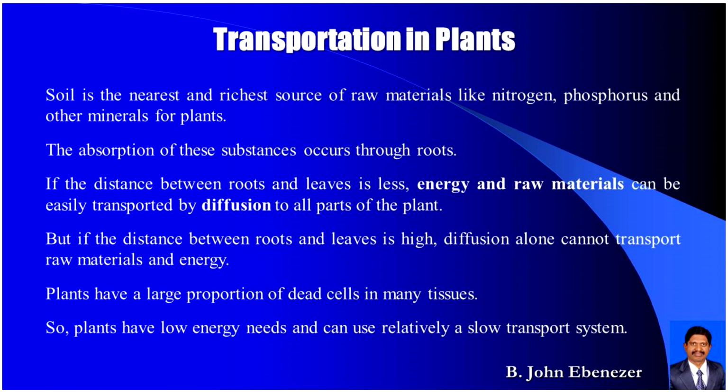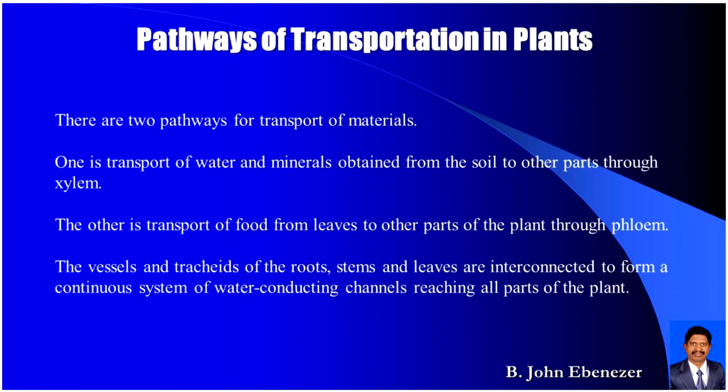Plants have a large proportion of dead cells in many tissues. So plants have low energy needs and can use a relatively slow transport system. There are two pathways for transport of materials. One is transport of water and minerals obtained from the soil to other parts through xylem. The other is transport of food from leaves to other parts of the plant through phloem. The vessels and tracheids of the roots, stem, and leaves are interconnected to form a continuous system of water conducting channels reaching all parts of the plant.